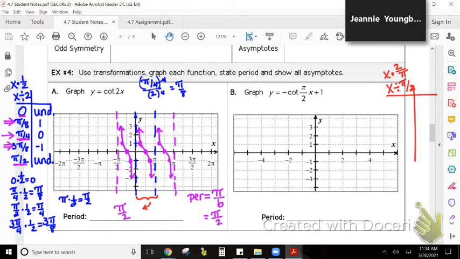And is there anything to do to my y's? I got the plus 1, but what about the negative? You have to multiply your y's by negative 1 first, and then add 1. Do you have to distribute the negative? No, it's just a negative times that cotangent of the pi over 2x. All right, so remember, we have to follow PEMDAS, which says to multiply before we add.